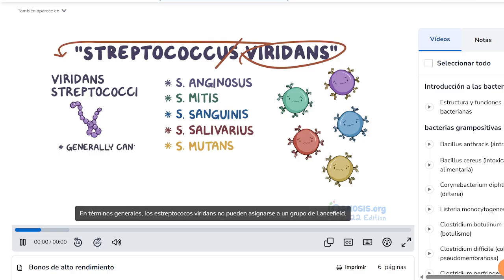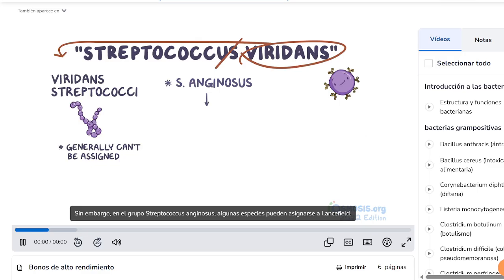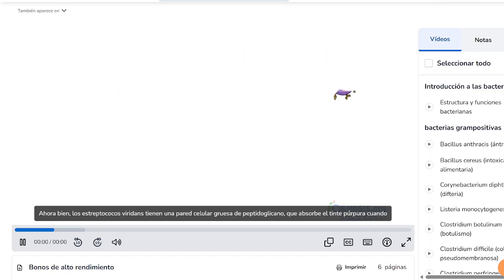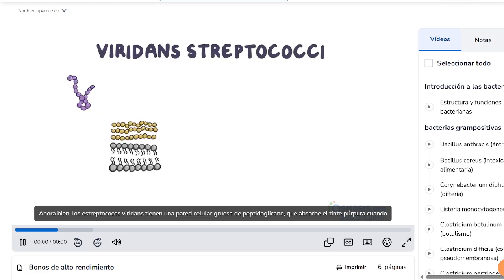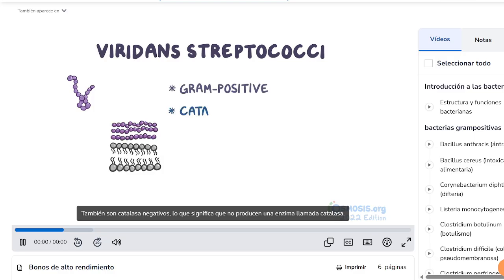Generally speaking, viridans streptococci can't be assigned to a Lancefield group based on their cell wall antigens. However, in the Streptococcus anginosus group, some species can be assigned to Lancefield groups A, C, F, or G. Now, viridans streptococci have a thick peptidoglycan cell wall, which takes in purple dye when they're gram-stained, so they're gram-positive bacteria. They're also catalase negative, which means they don't produce an enzyme called catalase.